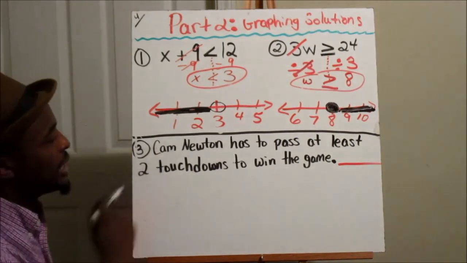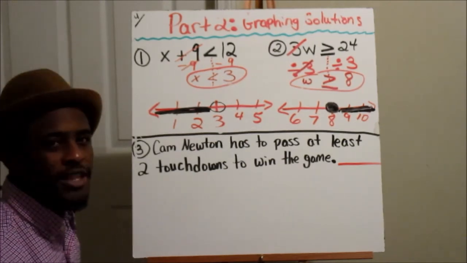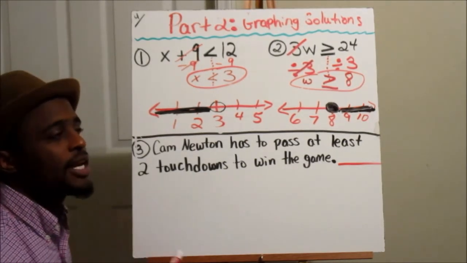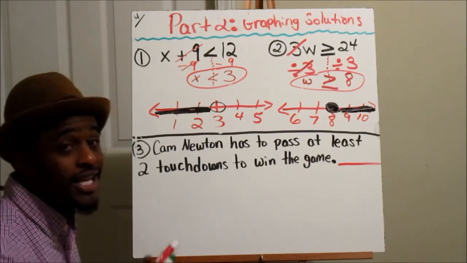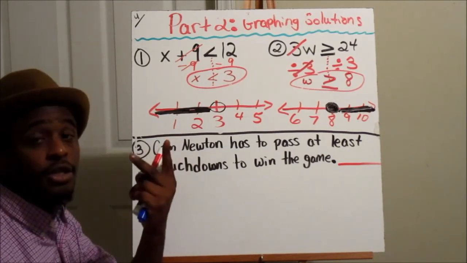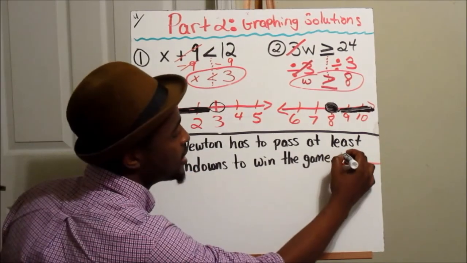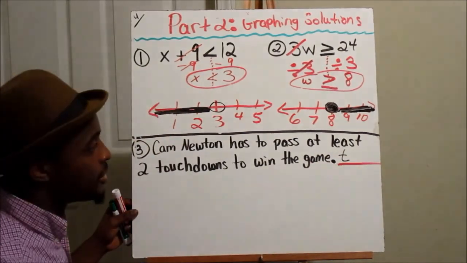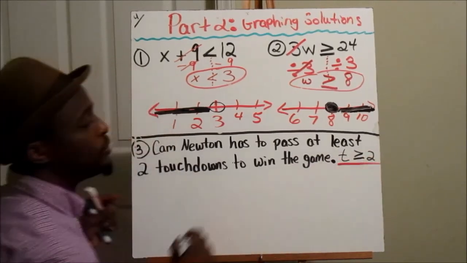Alright, let's look at number 3. Cam Newton has to pass at least 2 touchdowns to win the game. Alright, so if he has to pass at least 2, that means he can't pass 1, because he has to have at least 2. Can he pass exactly 2? Well, yes, he can pass exactly 2, because that's at least 2. He can pass 3, that would be at least 2. So it seems that t, we'll just put t for touchdowns, has to be greater than or equal to 2.